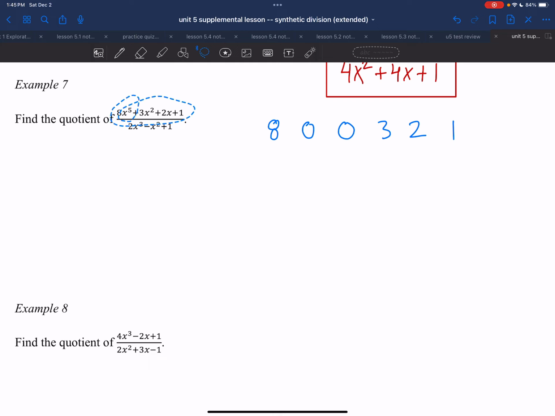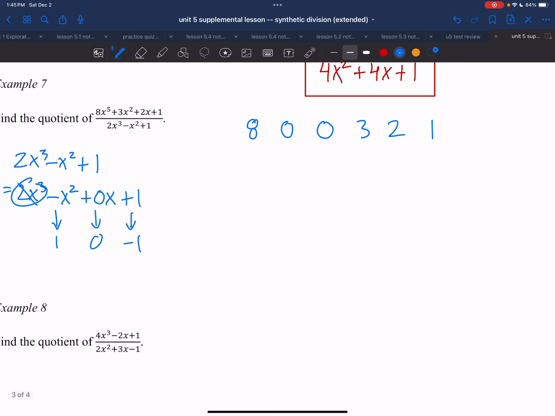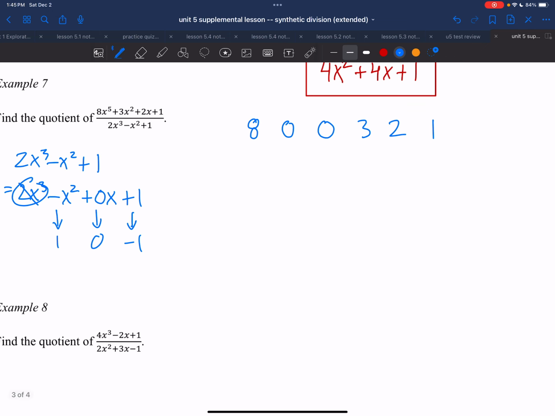Notice there's no x to the 4th or x cubed there. This is 2x cubed minus 1x squared plus 1. So this is going to be 2x cubed minus x squared plus 0x plus 1. Ignore the 1, then 0, negative 1. Flip the signs of all those coefficients. And then I'm going to divide by 2.